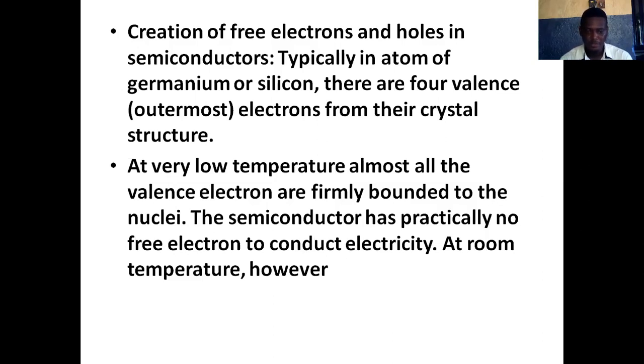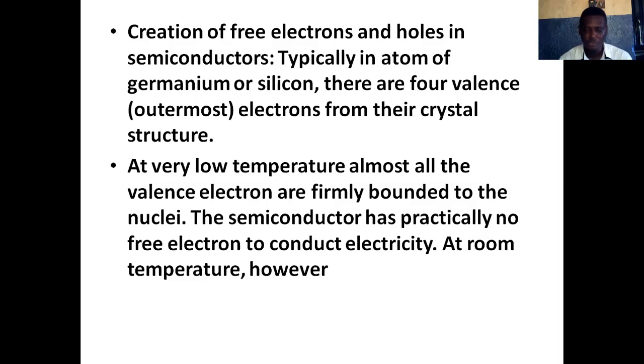So at very low temperature, almost all the valence electrons are firmly bound to the nuclei. So at low temperature, they behave as if they don't have free electrons. So they are firmly bound to their what? To the atoms of their crystal lattice. They are bound to the atoms of their what? Their crystal. So the semiconductor has practically no free electrons to conduct electricity at this state. That is very low temperature.